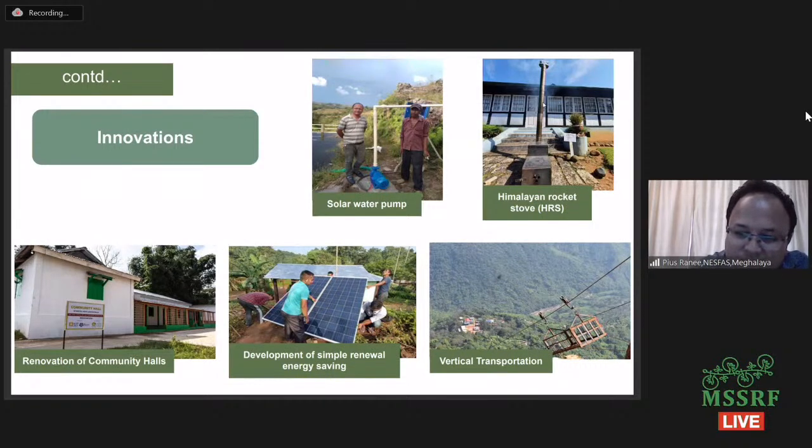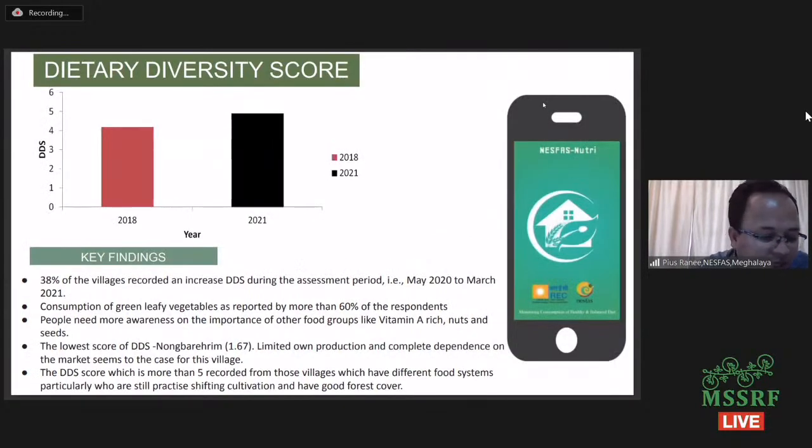We support the committees in whatever way we can. And just to show you some data here: we have developed an app called Nutri app, with which we did the dietary diversity score, the DDS, which is the indicator developed by the Food and Agriculture Organization. We did it in 2018 and then in 2021, as you can see on the screen, and there has been a little improvement in the communities where we come from.